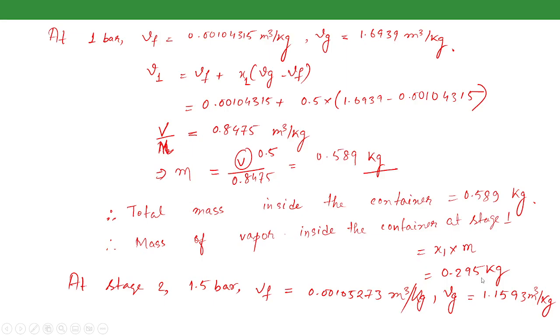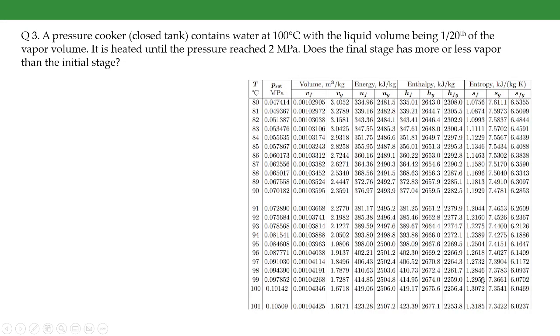Okay, so let's move on to the next problem. A pressure cooker, which is a closed tank again, contains water at 100 degrees Celsius with the liquid volume being 1/20th of the vapor volume. Okay, so it is heated until the pressure reaches 2 megapascal. Thus the final stage has more or less vapor than the initial stage.